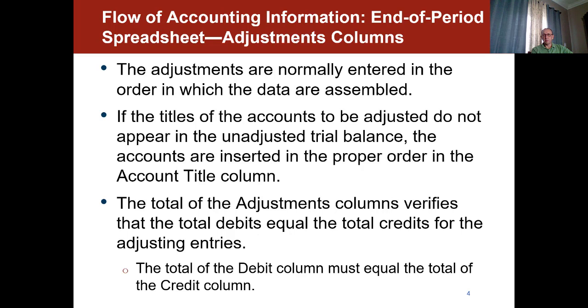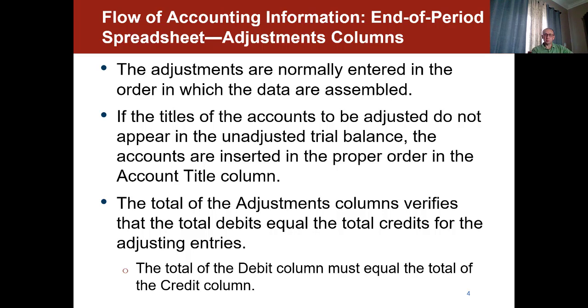The adjustments are normally entered in the order in which the data are assembled. If the titles of the accounts to be adjusted do not appear in the unadjusted trial balance, the accounts are inserted in the proper order in the account title column. And remember, we started with the balance sheet accounts, we have the dividends, and then we have the income statement accounts. So whatever the account that we added because of the adjustments, we just put it in the correct category.